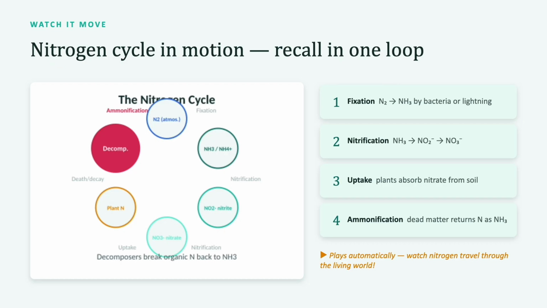For revision, narrate the bacteria at each step as the token moves. Rhizobium fixes, Nitrosomonas and Nitrobacter nitrify, plants absorb, decomposers ammonify, and Pseudomonas denitrifies. One loop covers the whole cycle.